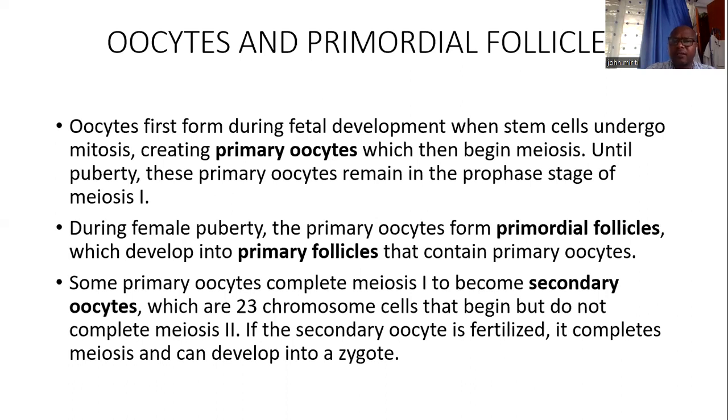Oocytes first form during fetal development when stem cells undergo mitosis, creating primary oocytes, which then begin meiosis. Until puberty, the primary oocyte remains in the prophase stage of meiosis one. During puberty, the primary oocytes form primordial follicles, which develop into primary follicles that contain a primary oocyte. Some primary oocytes complete meiosis one to become a secondary oocyte, which is a cell with 23 chromosomes that begins but does not complete meiosis two. If the secondary oocyte is fertilized, it completes meiosis and can develop into a zygote.